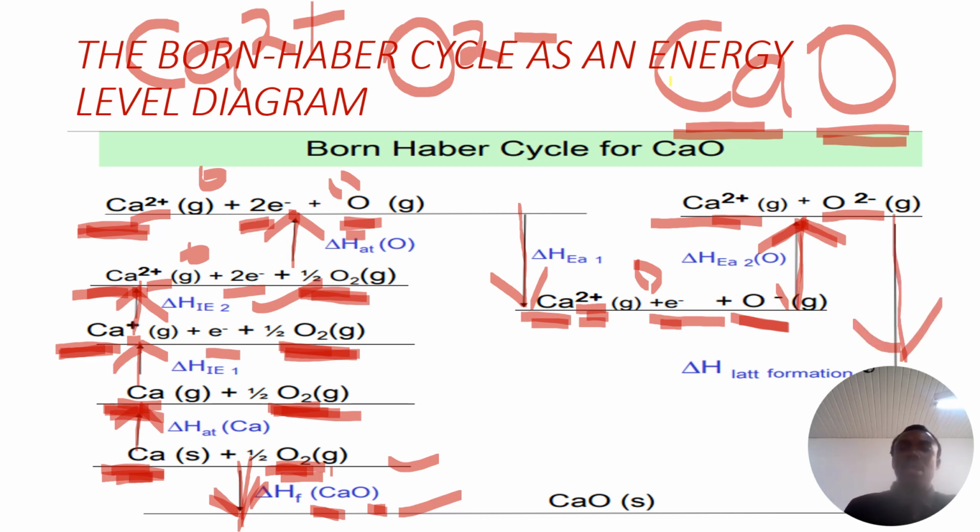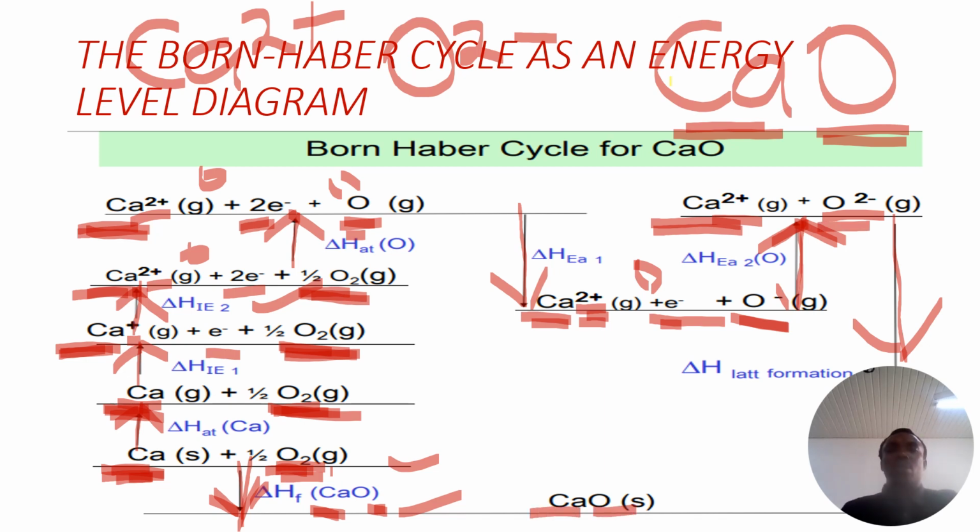Then the last stage is the lattice energy, which is an exothermic process. As you can see, the arrow is moving downward, and it's an exothermic process. So lattice energy is the enthalpy change when 1 mole of an ionic compound, which is calcium oxide, is formed from its gaseous ions under standard conditions.